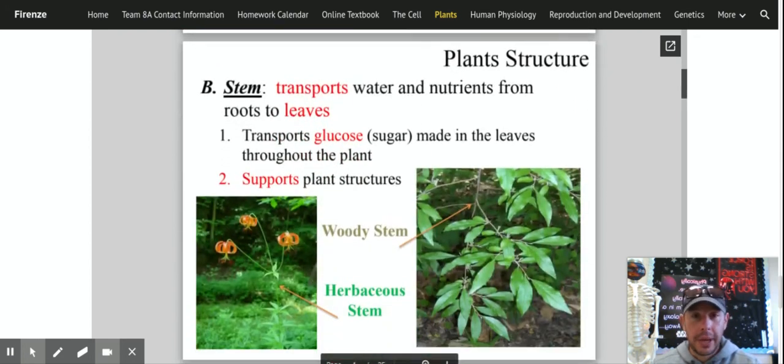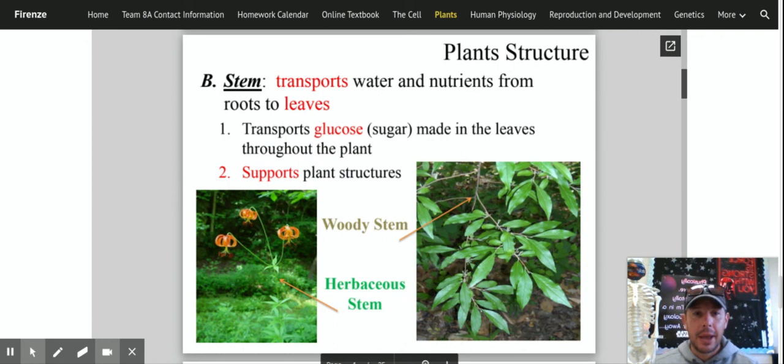The next major part of the plant that you guys need to know about is the stem. This is kind of like the body of the plant, okay? The stem transports water and nutrients from the roots to the leaves and all throughout the plant. Just like we have arteries and veins and our blood moves through them in order to get to our entire body, plants have a similar structure, and that's within the stem, okay?